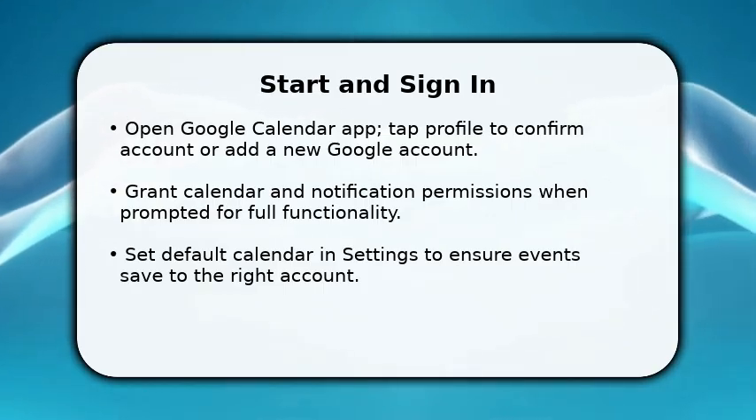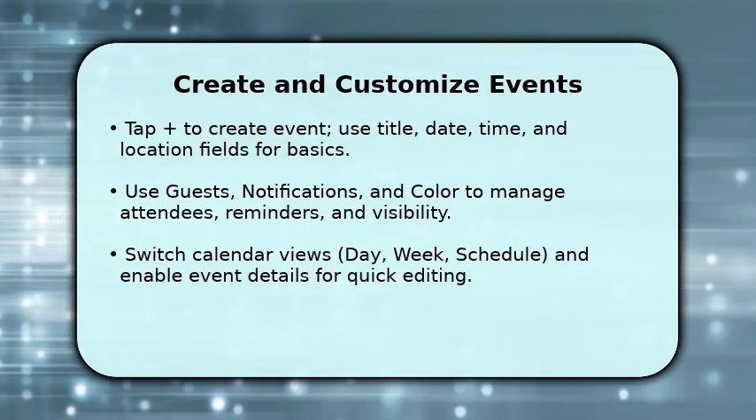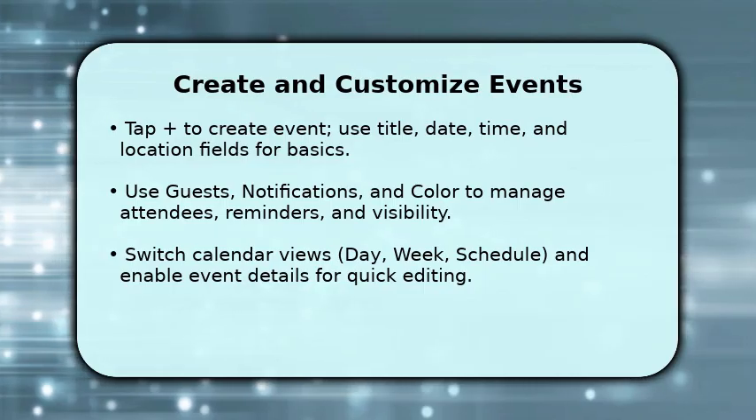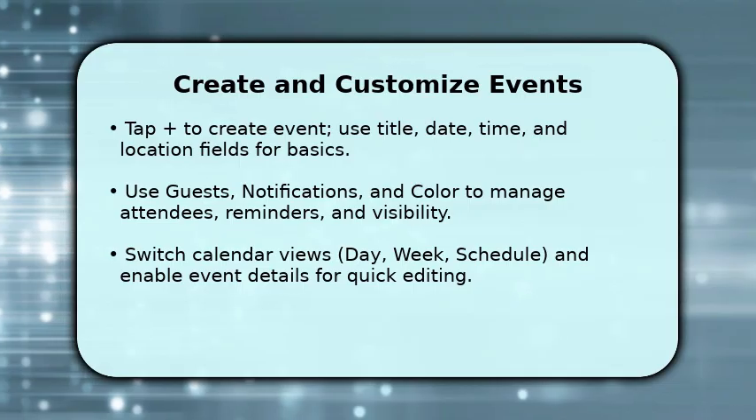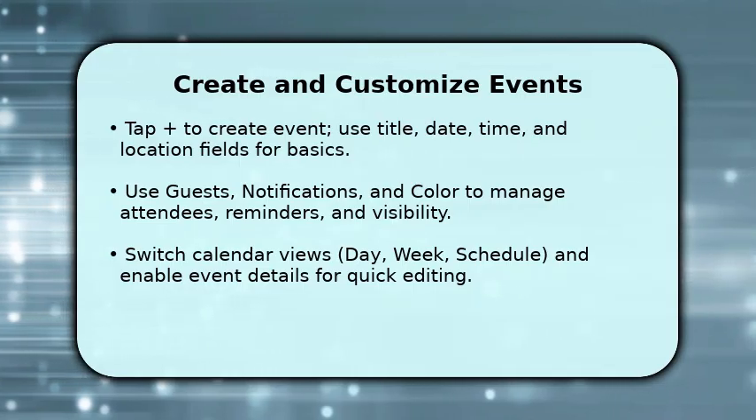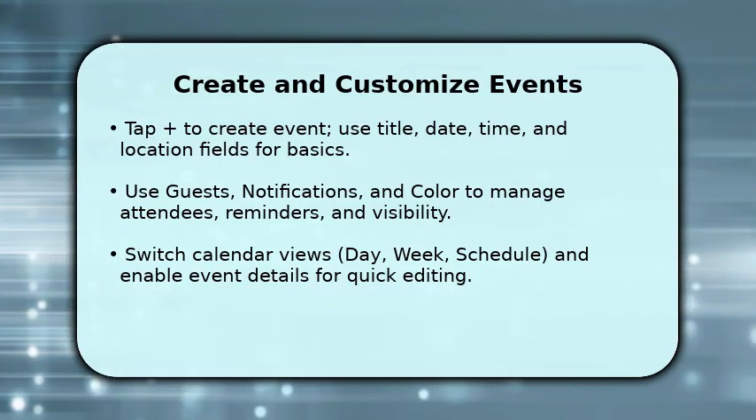Now create your first test event. To verify, tap the plus button and choose Event to start detailed scheduling. Fill in title, date, time, and location, then add guests if others need invites. That sends email invites automatically. Use notifications to set reminders and pick a color to visually separate event types.